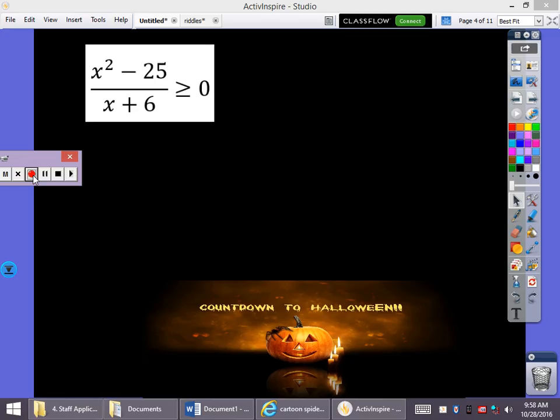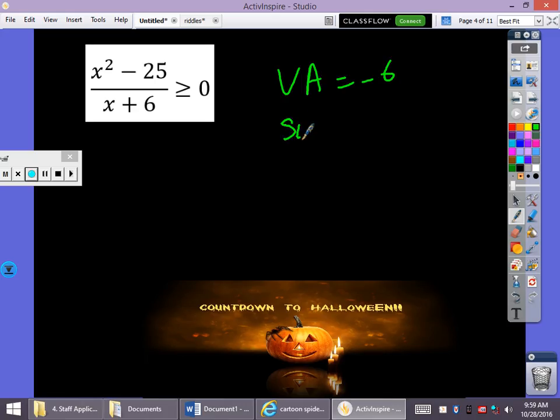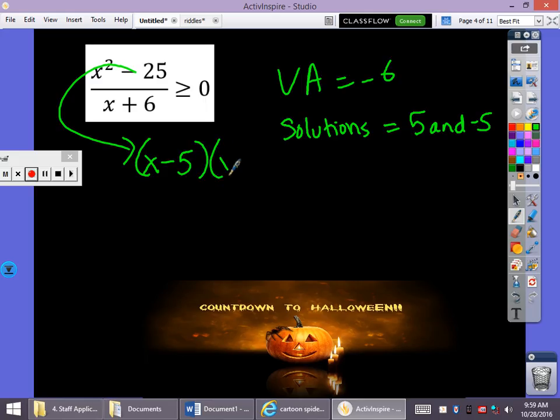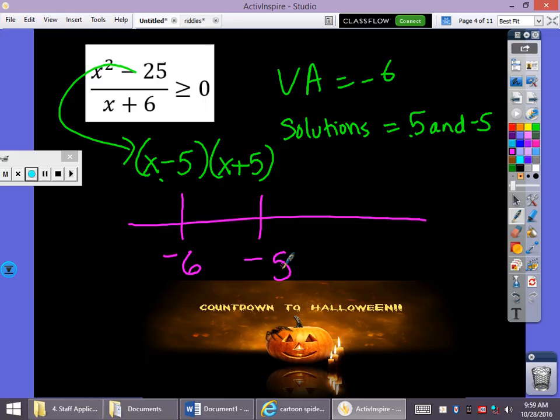Okay, looking at this problem, what is my vertical asymptote? My vertical asymptote is -6. All right, my solutions: 5 and -5, because when I factor this, it's x minus 5, x plus 5. These are the factors that make the solutions of 5 and -5. Making my number line, I need -6, -5, +5.